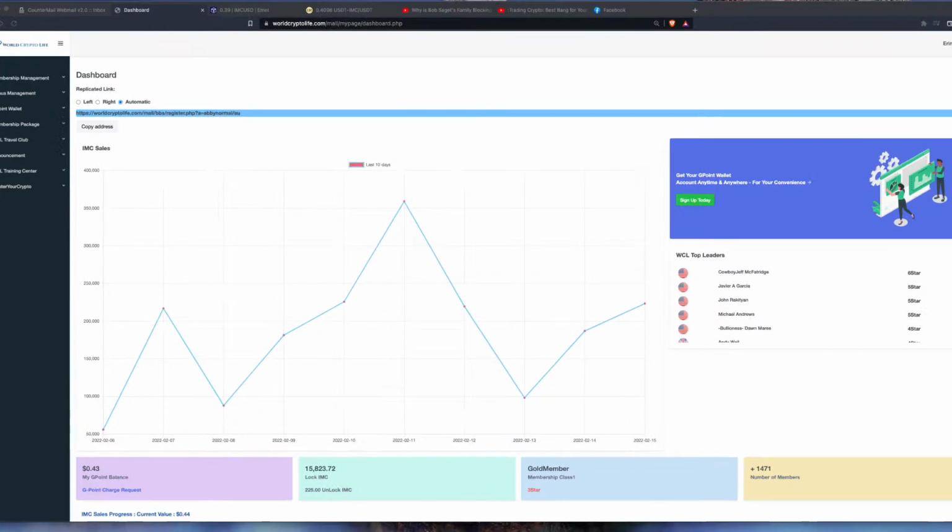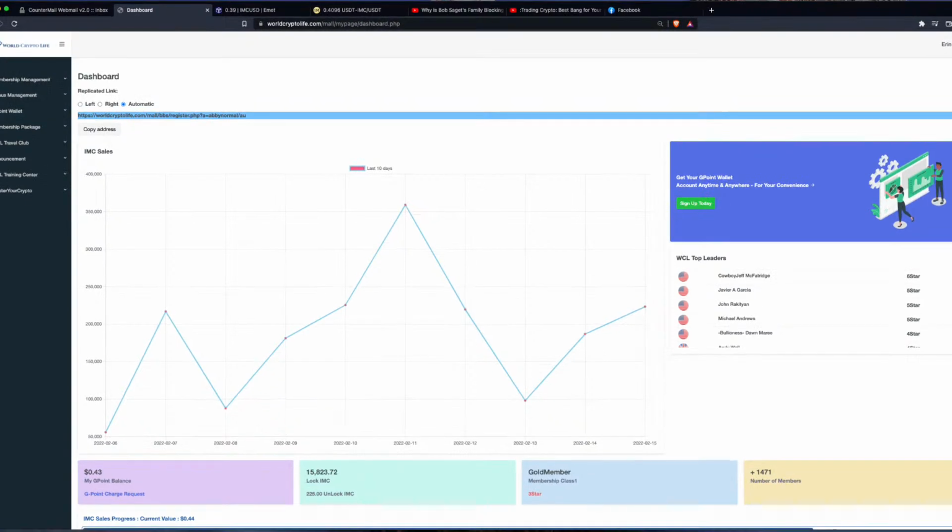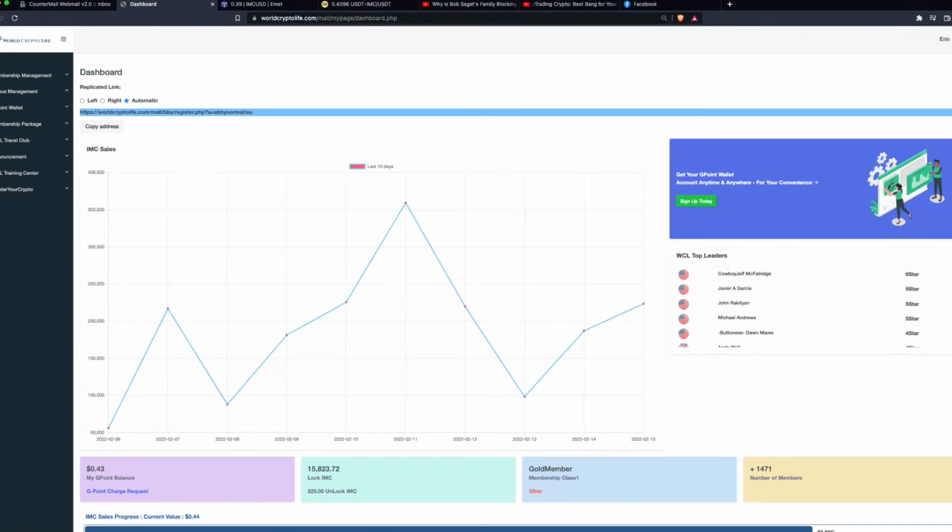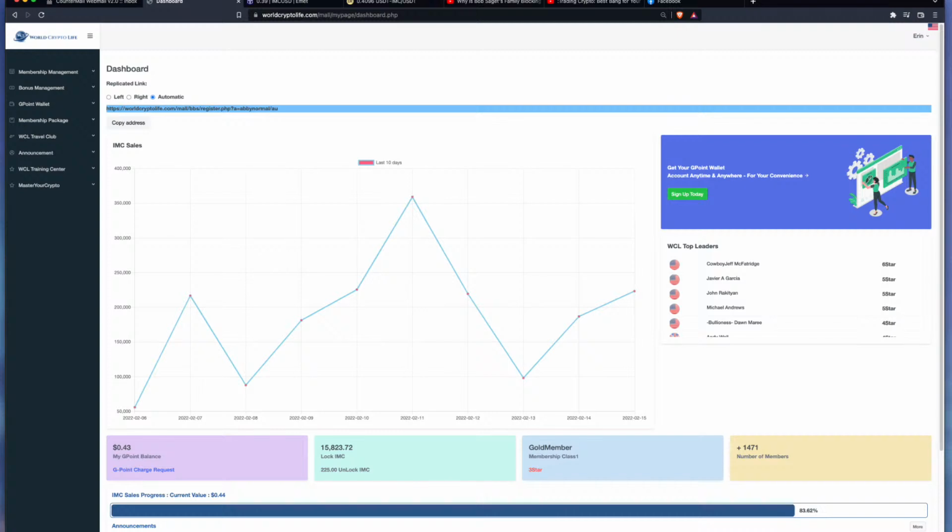If you are wondering how to log in and look at your dashboard, you log in on World Crypto Life with the username and password that you created, and then you see here that you have your dashboard. That includes a menu on the left that says things like membership management, bonus management, G-Point wallet, membership package. All that stuff is on the left. And you go down, there you see a graph in the middle.